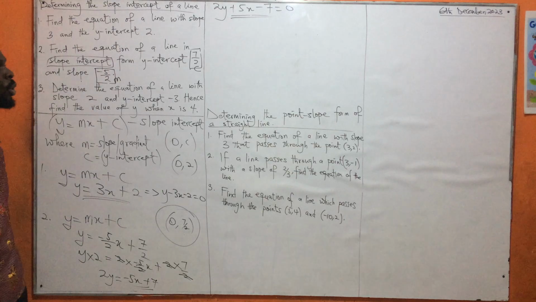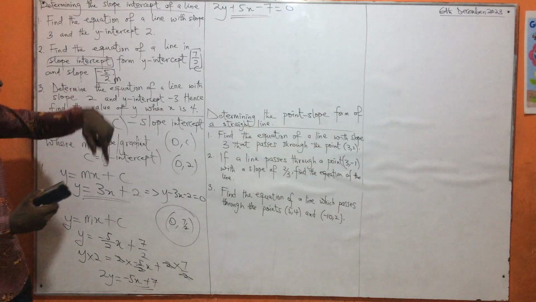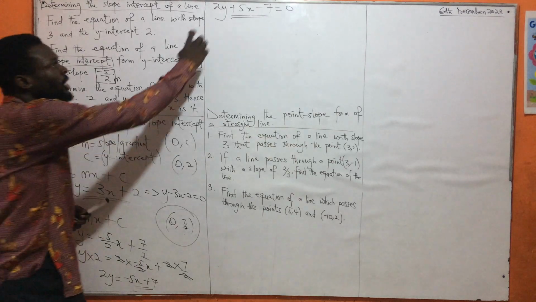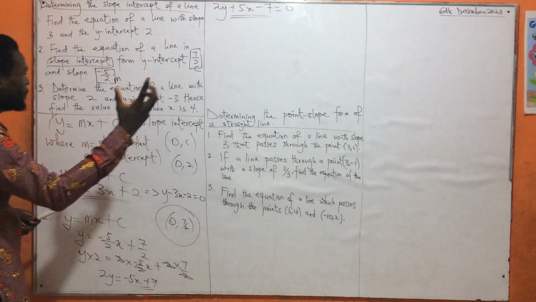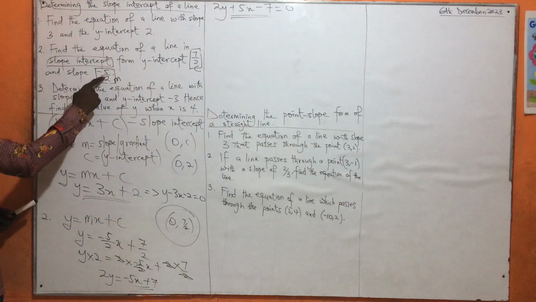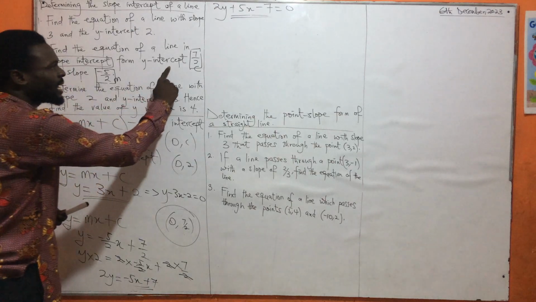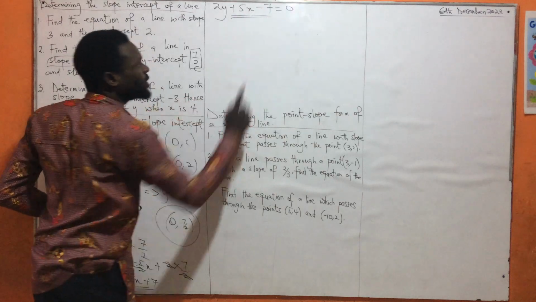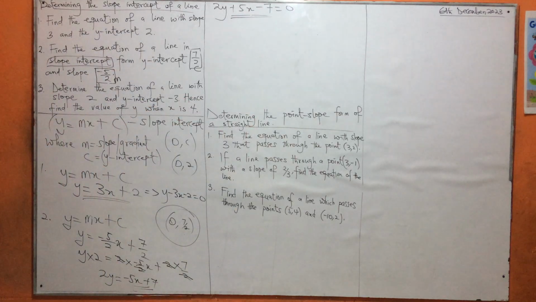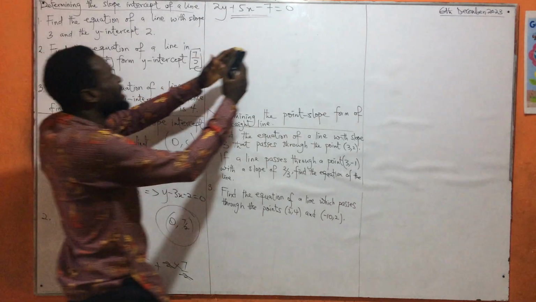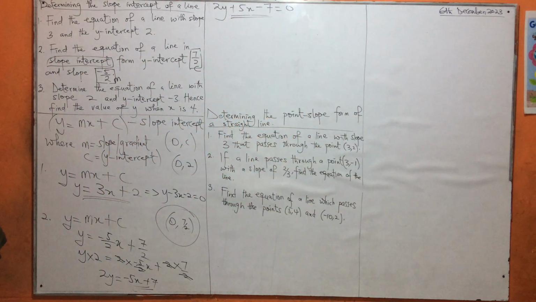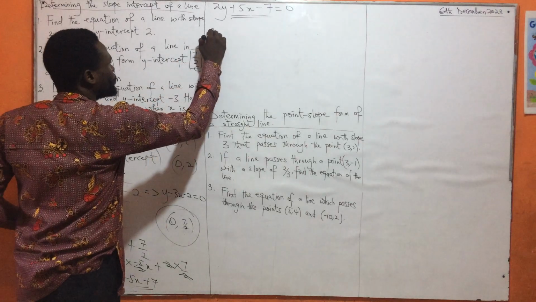So all we need to know is the gradient given and the y-intercept given. Then we substitute. So the equation of the line, whereby the slope is negative 5 over 2 and the y-intercept is 7 over 2, is 2y plus 5x minus 7 equals 0. And that is the equation. That is how we should always do it. Always let them be here, then you equate it to 0.